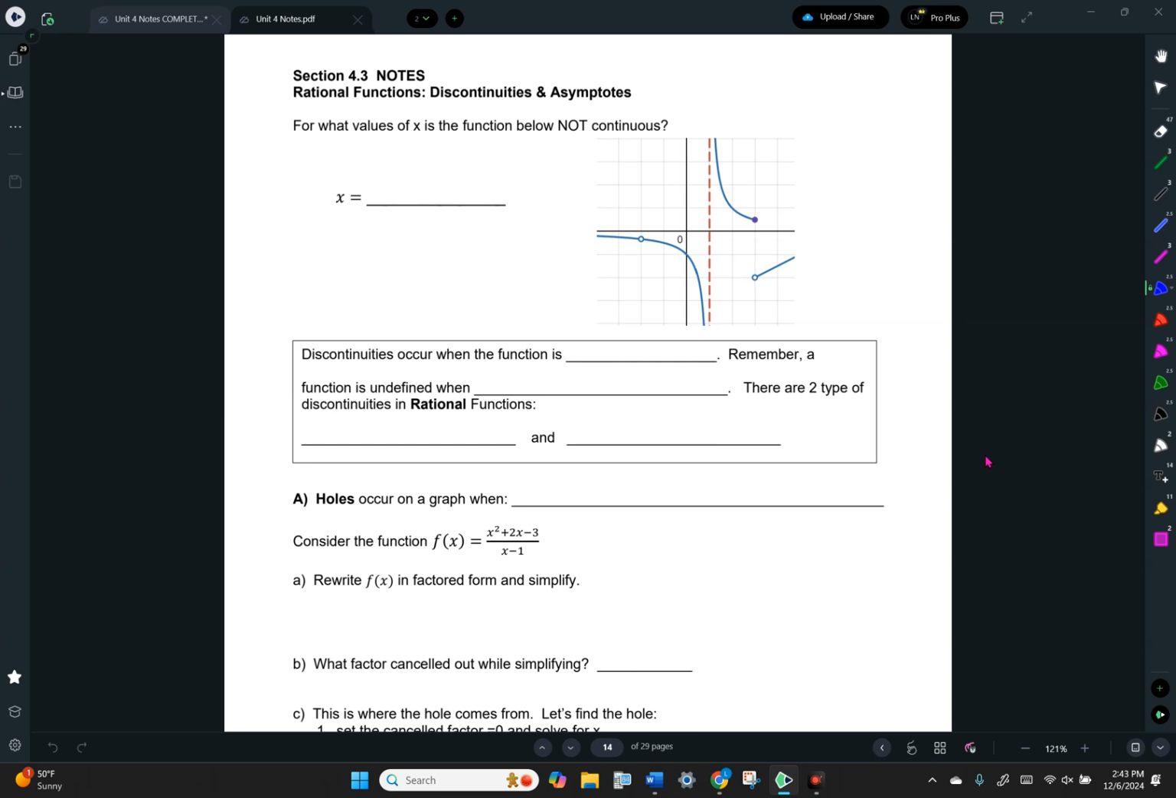This is section 4.3 notes for pre-calculus. And today we're going to talk about graphing some different kinds of graphs that we haven't done before. These are called rational functions. And all that means is they're going to be equations that look like fractions.